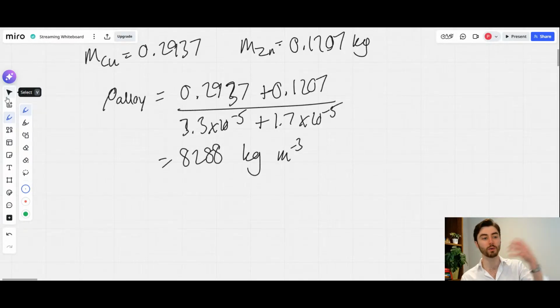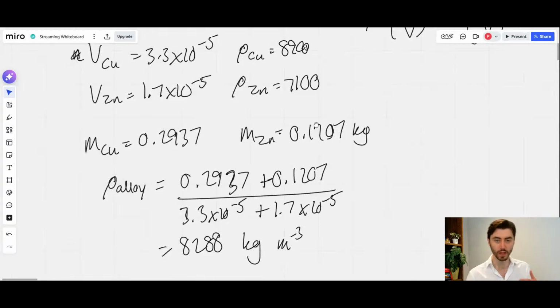Now, can we think about why this would make sense? It makes sense because we can see that there is more of the copper than there is of the zinc, so it would be weighted towards the copper side of things. So the pure 50-50 average of these two would be 8,000, but I would expect it to lean closer to the copper, so I expect it to be over 8,000, and so that tracks. So that's density. Density, not too bad.